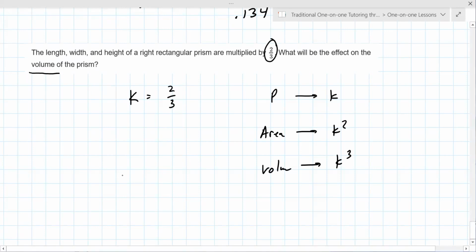What is 2/3 cubed? Do not use a calculator. You need to do that by hand. You're cubing the top and you're cubing the bottom.